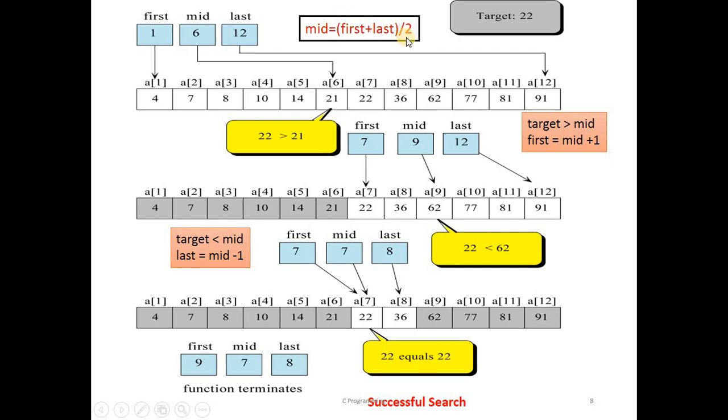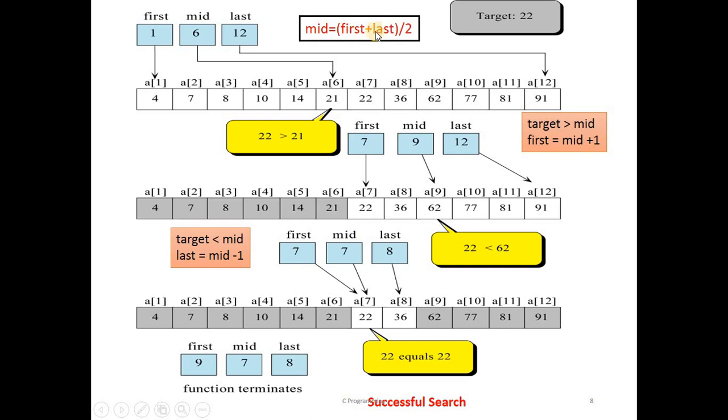Let's say I am looking for 22. My target key is 22. मैं 22 को ढूंढ रहा हूँ इस array में. So first of all I will find out the mid value, which will be equal to first plus last by 2.